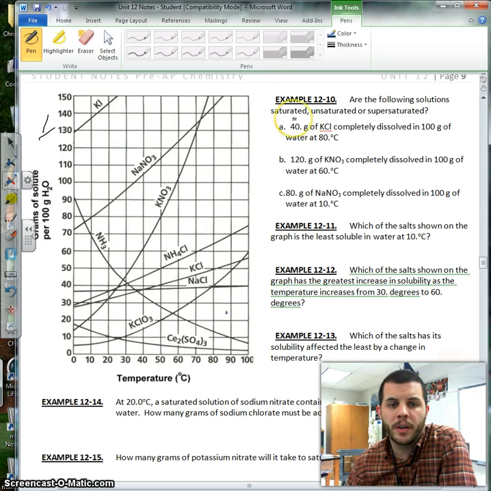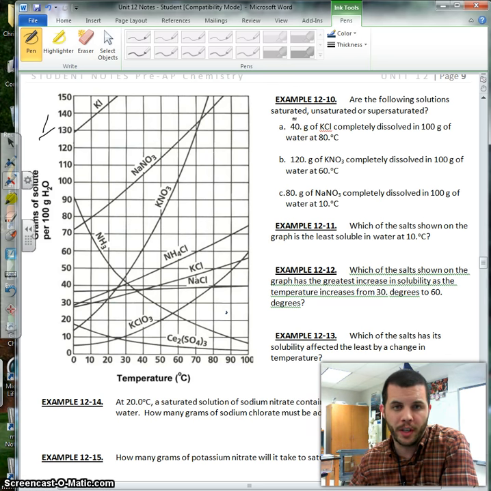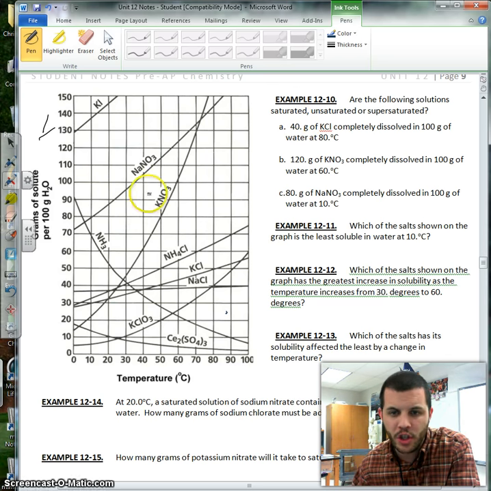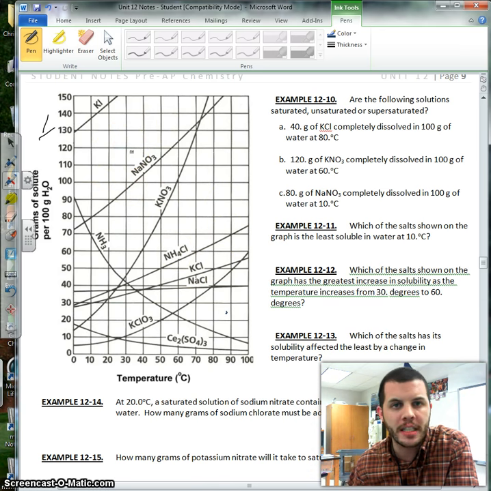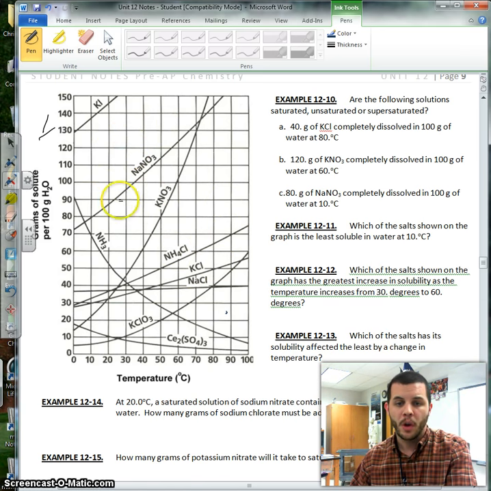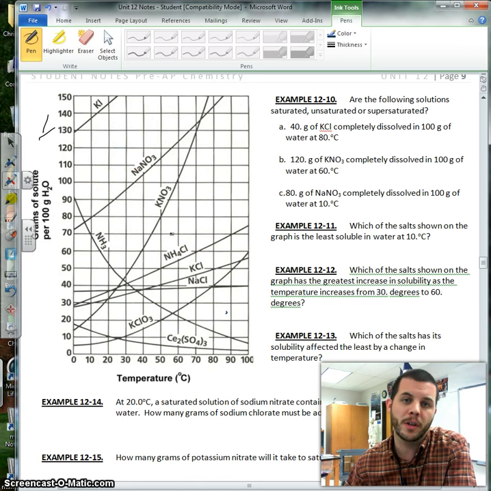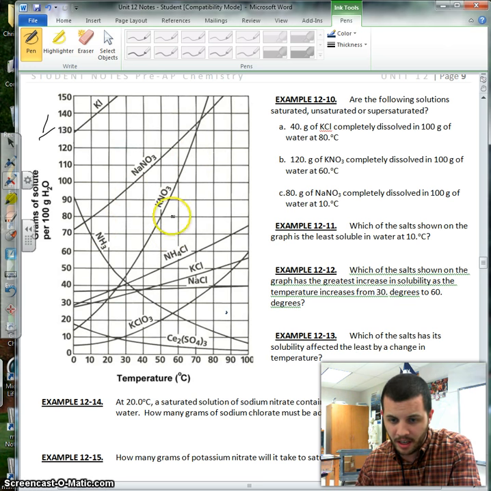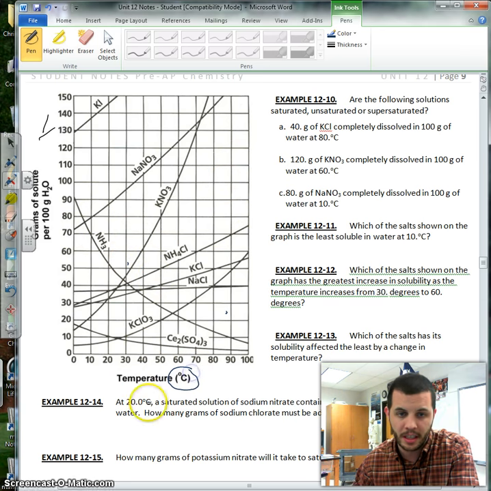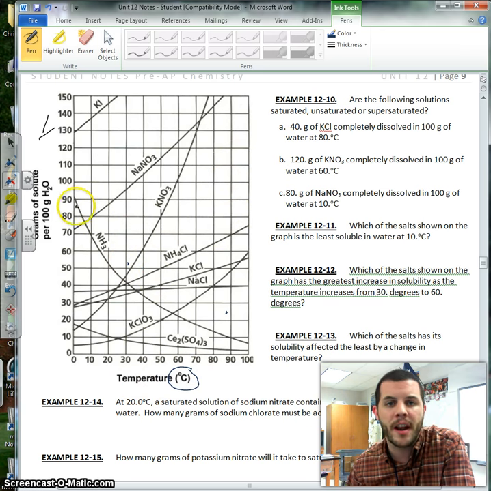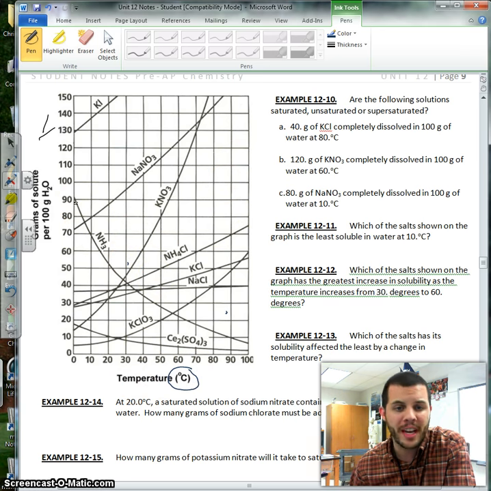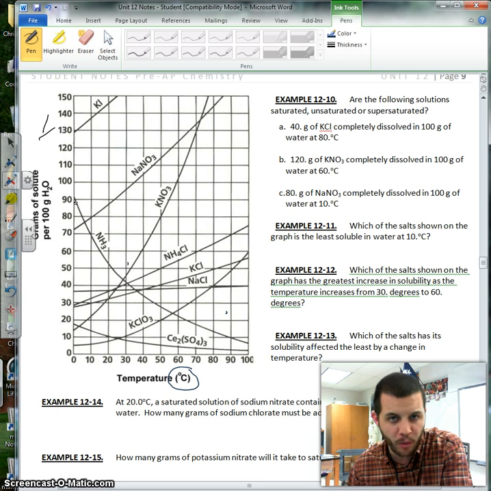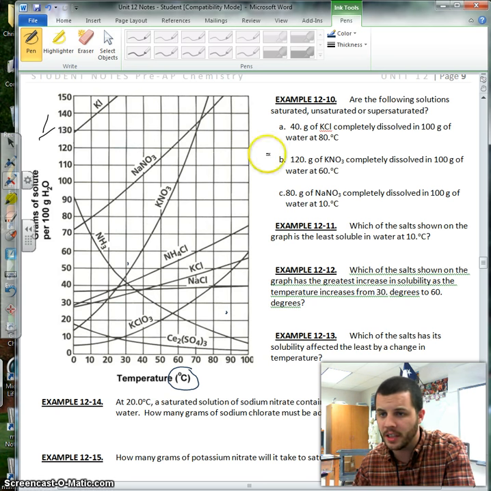All right, folks, we are going to take a look at solubility curves. Now I know that this chart can look very daunting, but it's really not that bad. There's a bunch of lines, but we're only going to be focusing on one of these lines at a time. The x-axis down here is always going to have our temperature in Celsius, and our y-axis is going to have our grams of solute which can dissolve in 100 grams of water at any given time. So that's what we're going to take a look at.